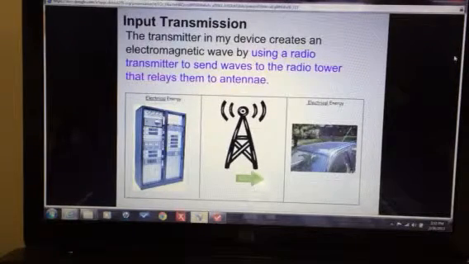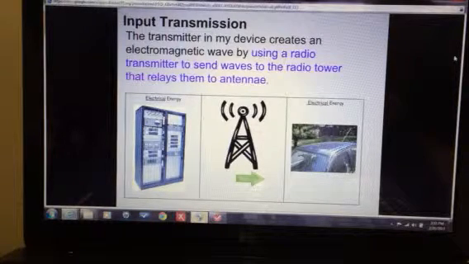And then the transmission. The transmitter in my device creates an electromagnetic wave by using a radio transmitter to send waves to the radio tower that relays them to the antenna. So the transmitter relays them to the radio tower, which sends it to your car antenna.